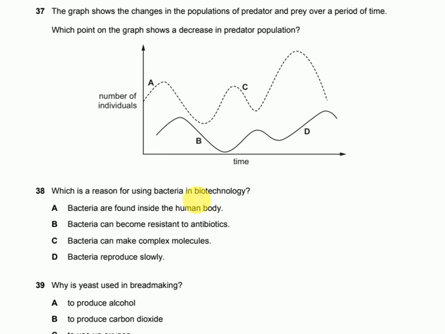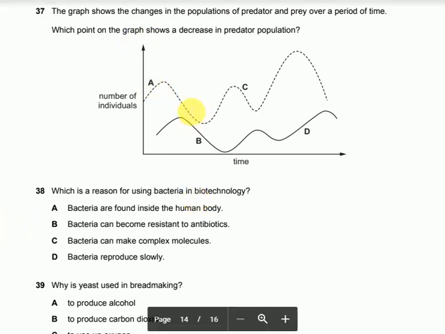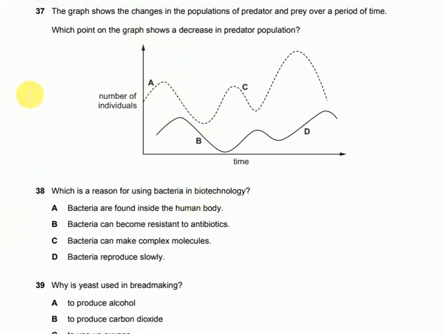In C, the prey population decreases, but not as massively as after the curve in A over here. So in D, the predator population is increasing as the prey population has increased.